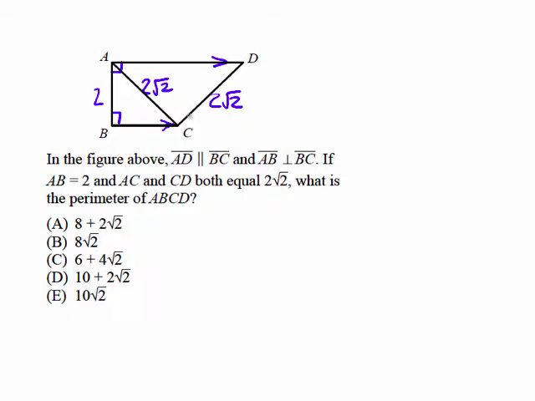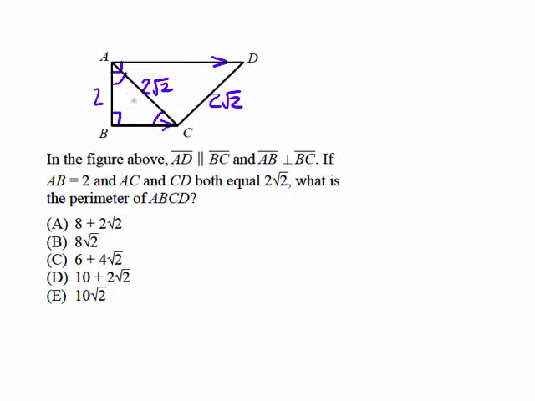Okay, well, what is the perimeter of ABCD? So here's how we're going to work through this. First thing we need to recognize is that if I've got a 2 here and a 2 rad 2 here and a right angle here, there's only one kind of triangle ABC can be. ABC must be a 45, 45, 90. That's the only thing it can be.